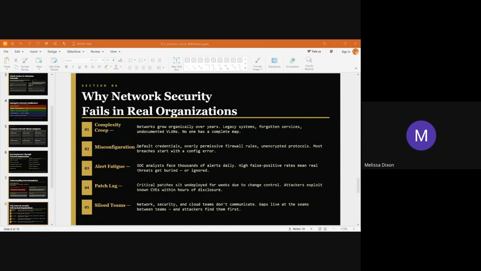So we've covered what the threats are. Now let's be honest about why organizations fail to stop them. Because it's almost never because they didn't know threats existed. Almost never, anyway.